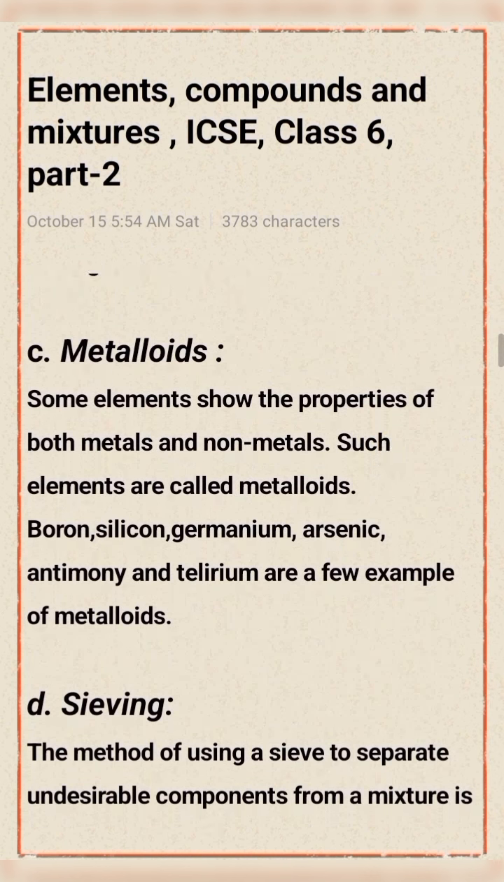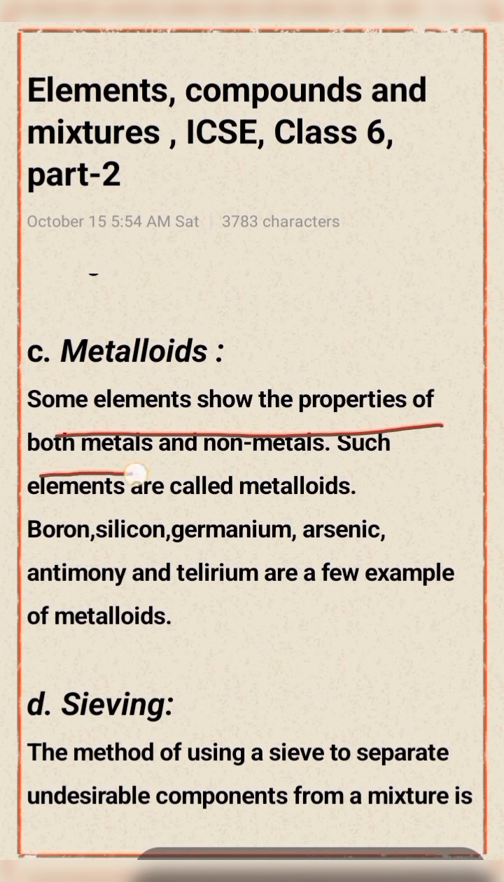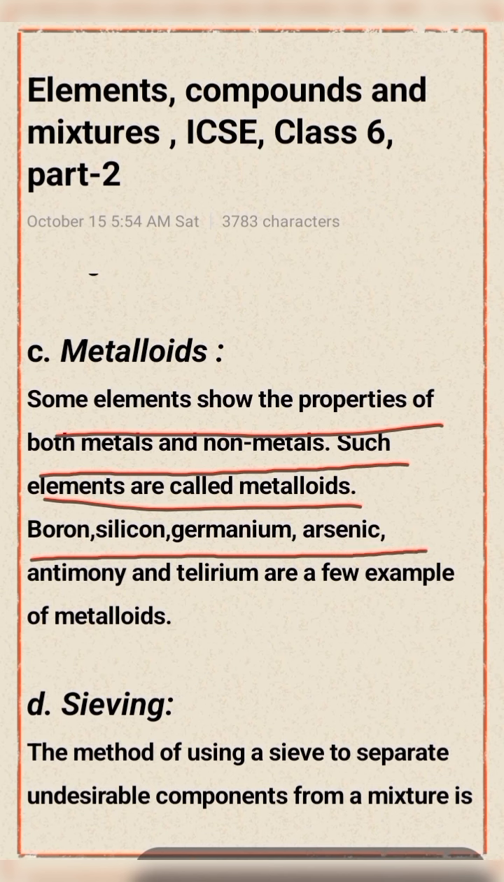Next part, metalloid. Some elements show the properties of both metals and non-metals. Such elements are called metalloids. Example, boron, silicon, germanium, arsenic, antimony and tellurium are a few examples of metalloids.